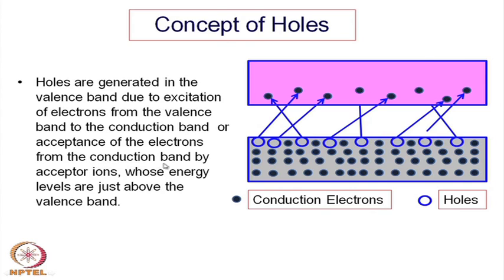So, from the valency band to the conduction band, or acceptance of the electron from the conduction band by the acceptor ions whose energy levels are just above the valency band. Sometimes we will come to that later, but before that, let us say there is an occupied level, the electrons are here, and this is the forbidden energy gap or band gap, the EG.